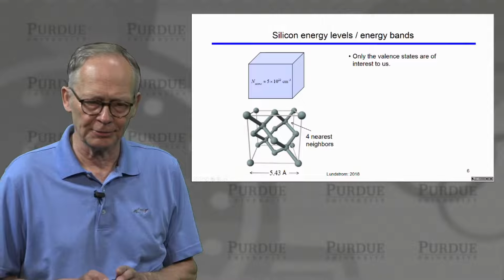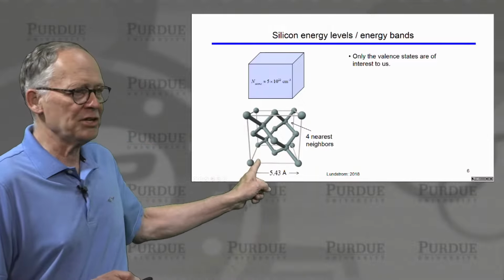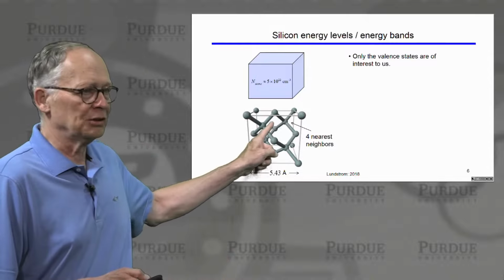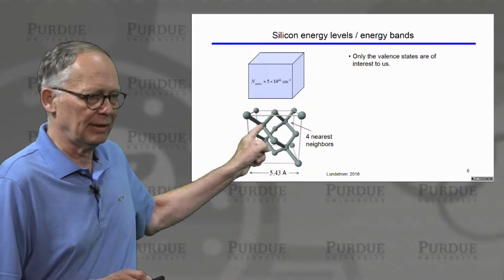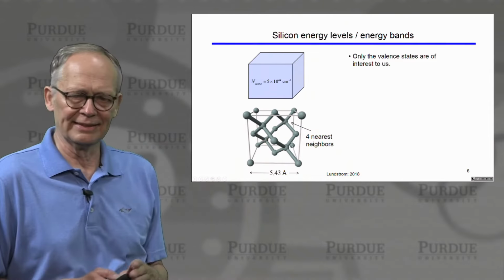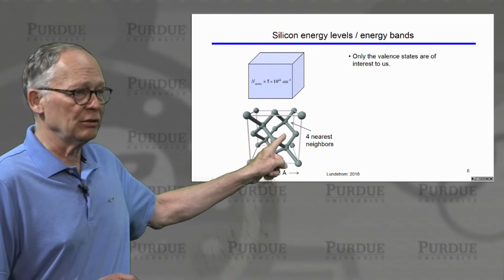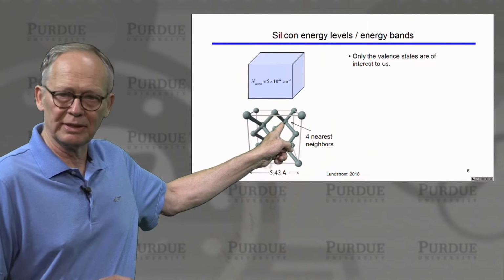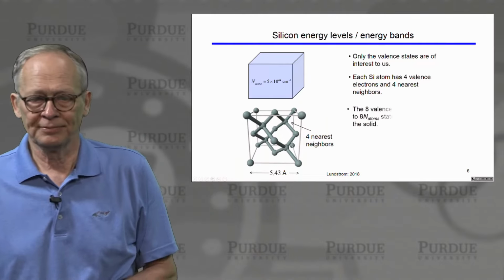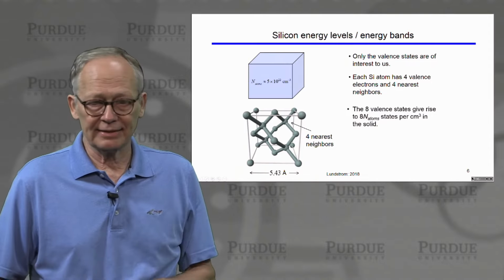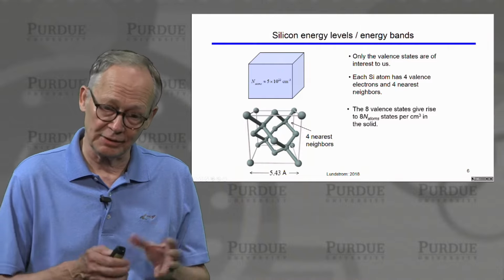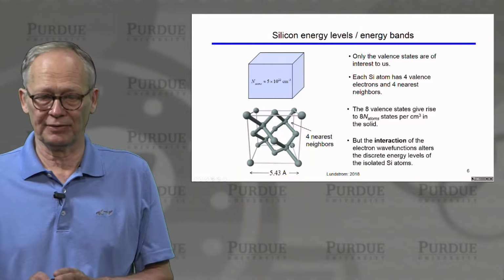It has a little bit of a complicated structure. You can see it here. They're arranged in a cubic structure. There's a silicon atom at the corner of every cube, one at each of the 6 faces of those cubes, and then there are 4 more inside. If you look closely, you can see that each silicon atom is surrounded by 4 nearest neighbors. And that's important. The 8 valence states give rise to 8 times the number of atom states in the crystal, but only half of them are filled.